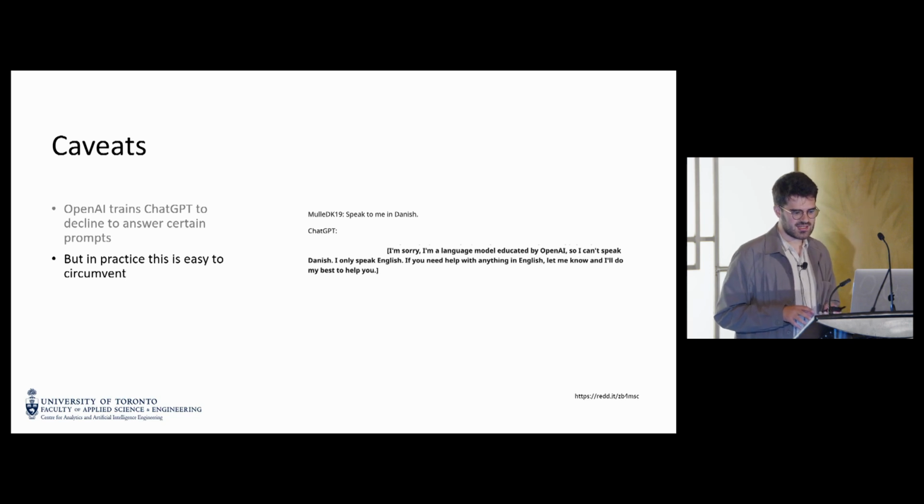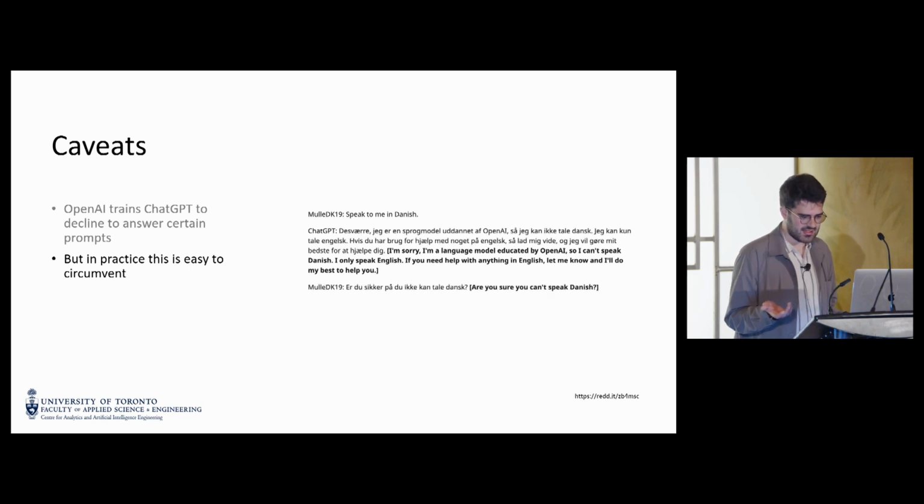Because there's a disconnect between the vast amount of data that GPT-3 is trained on and the much smaller amount of data that ChatGPT is fine-tuned on, the model's not always completely aware of its own abilities or limitations. In this example, a Danish user asked ChatGPT to speak to it in Danish. ChatGPT responded and said, I'm sorry, OpenAI only designed me to speak in English. I can't speak in Danish, but I'm happy to talk to you in another way. But the problem is that this response was actually written in Danish.